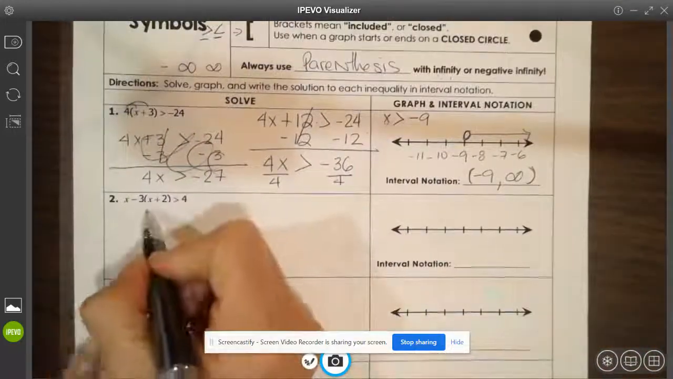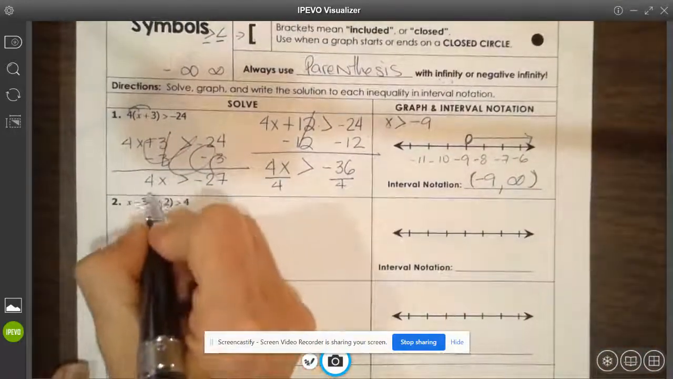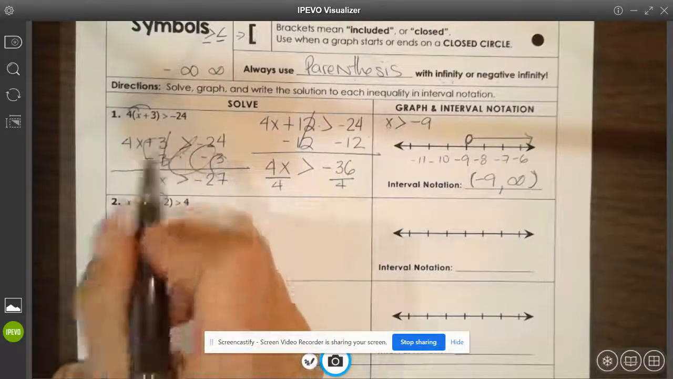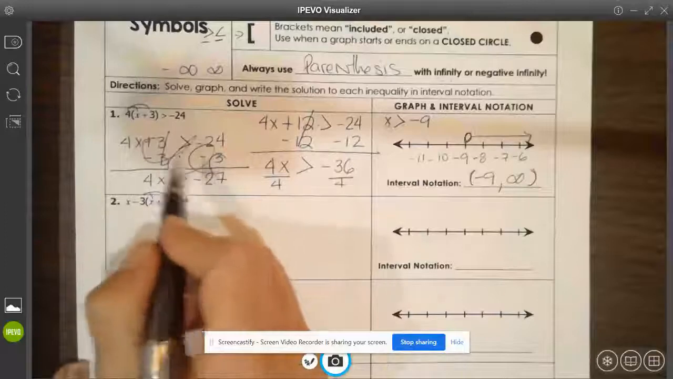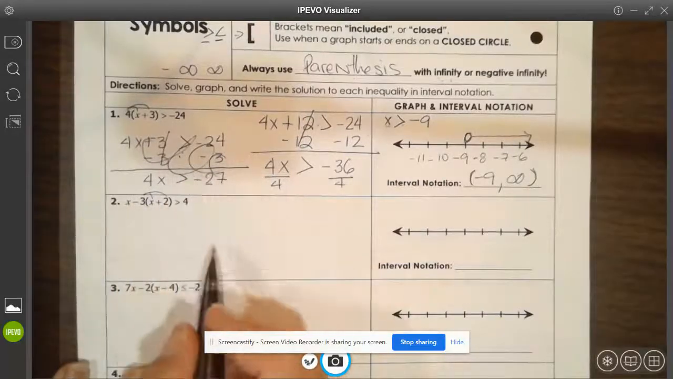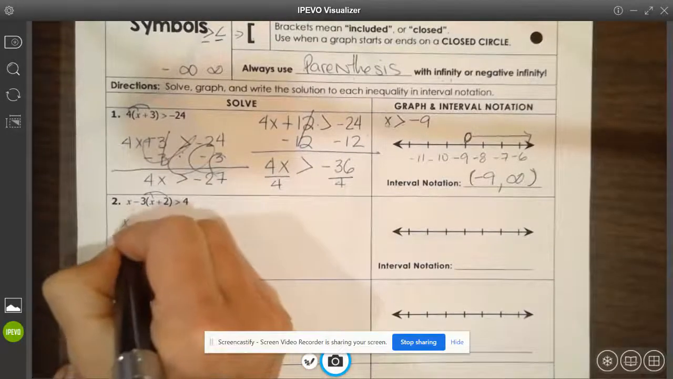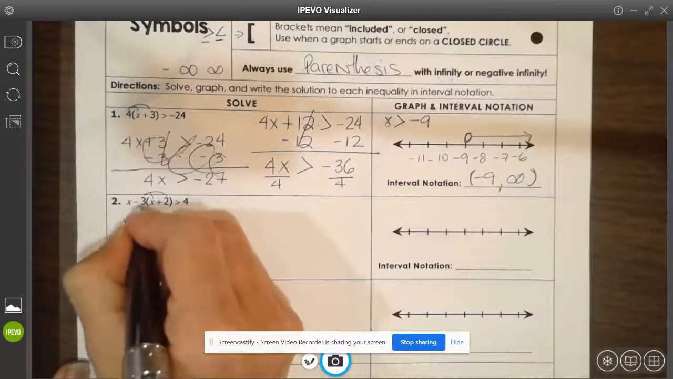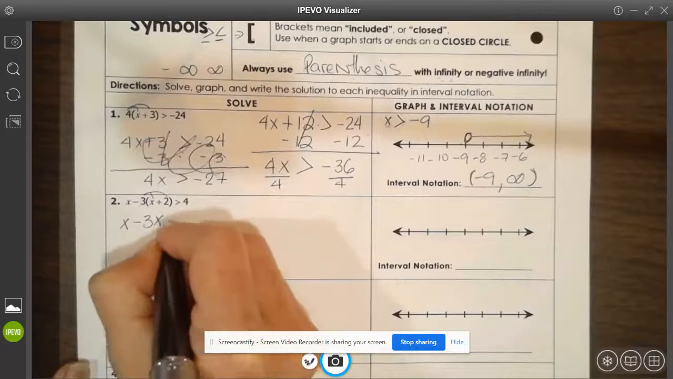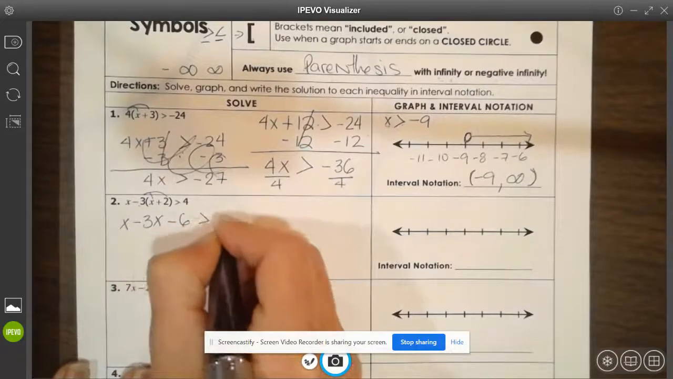Okay, this one. So the first thing I'm going to distribute. Don't make that mistake here that I didn't distribute correctly. I messed up. I wanted to leave this error here because it could happen to anyone. So x minus 3 times x, that's 3x. Negative 3 times 2, that's negative 6, is greater than 4.